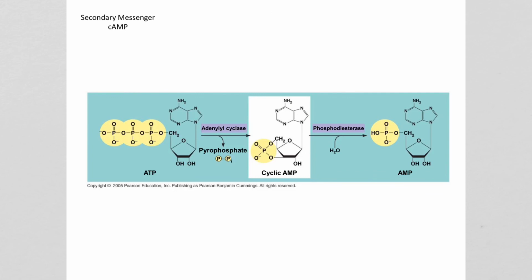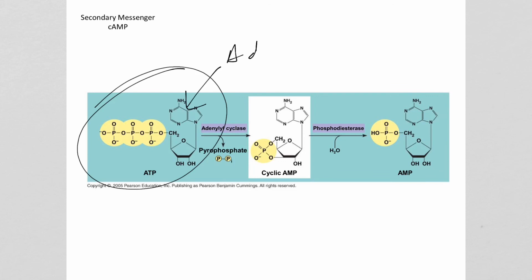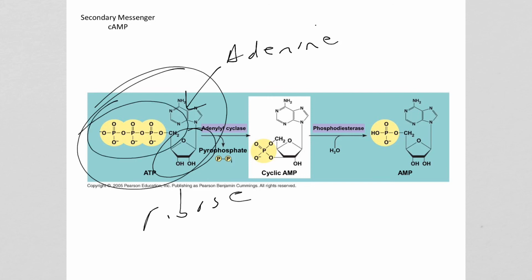Here's a diagram of what cAMP looks like. So here's ATP. Remember, that's adenosine triphosphate. This is adenine, the nitrogenous base. This is ribose, the sugar. And these are phosphate groups. Over here, there's three of them. That's why it's ATP, adenosine triphosphate.